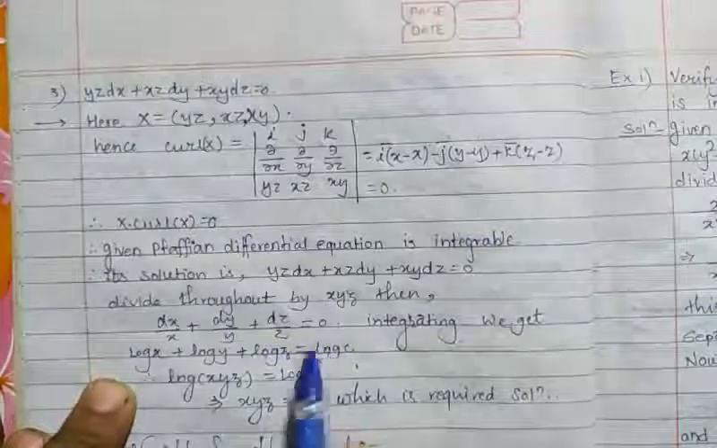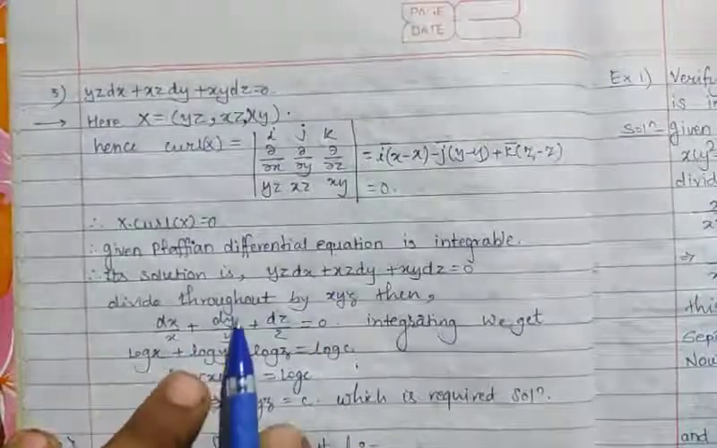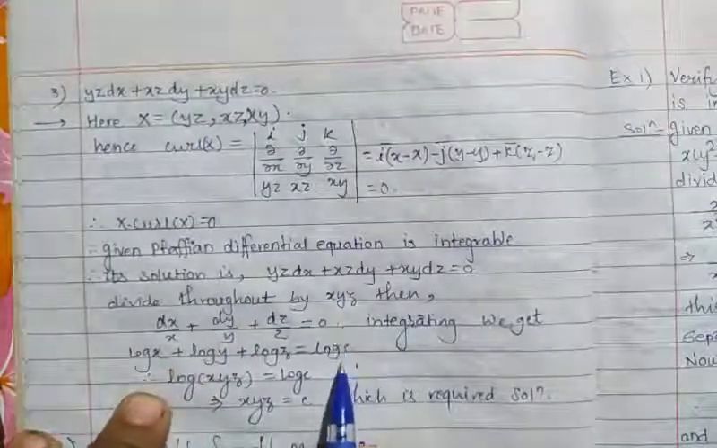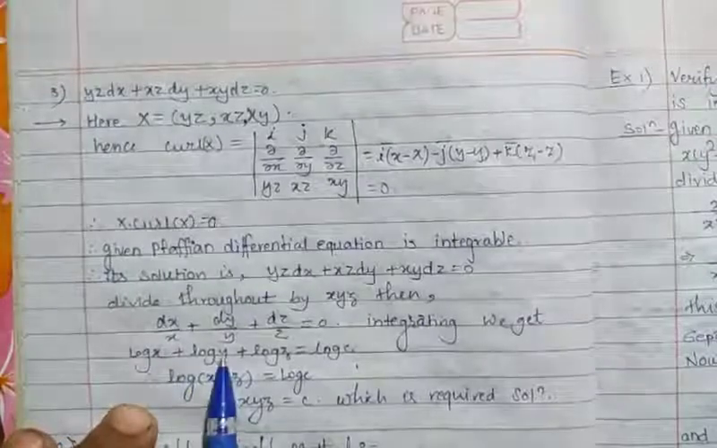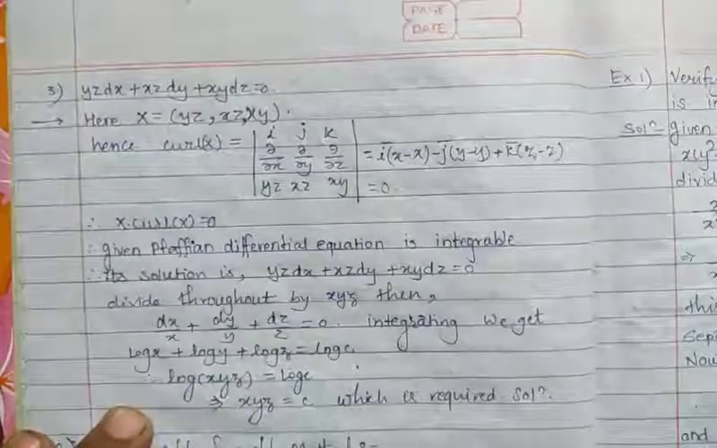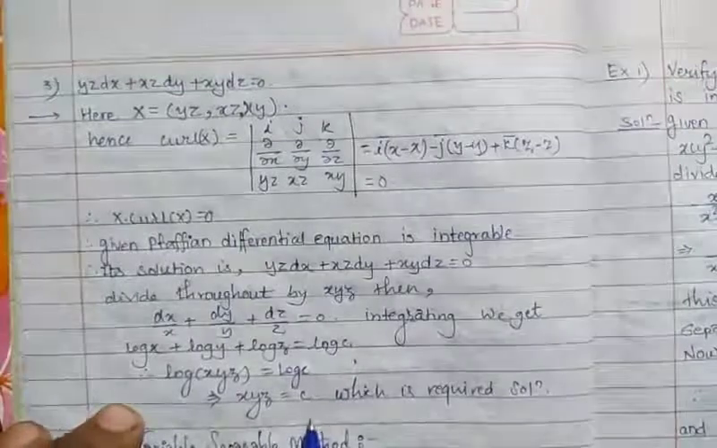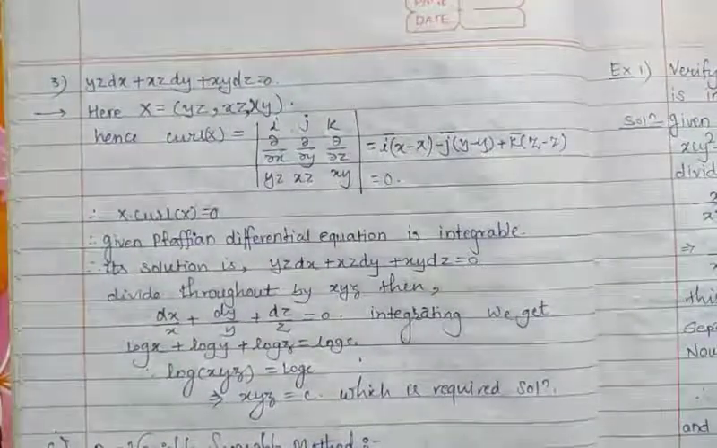So after integrating, the integration of 1 by x is log x, the integration of 1 by y is log y, plus log z is equal to the integrating constant log c. So we know that log a plus log b is log ab. So from that we get log of xyz is equal to log c. And after taking the antilog, we will get xyz is equal to c. And this is the required solution of the given Pfaffian differential equation.